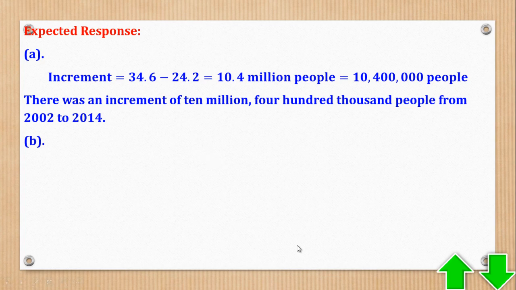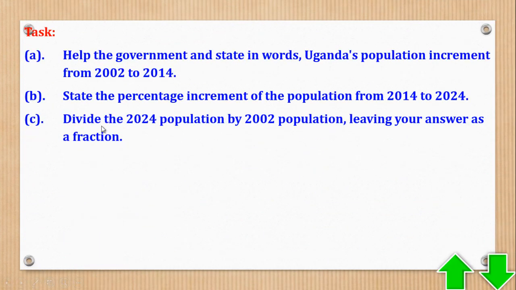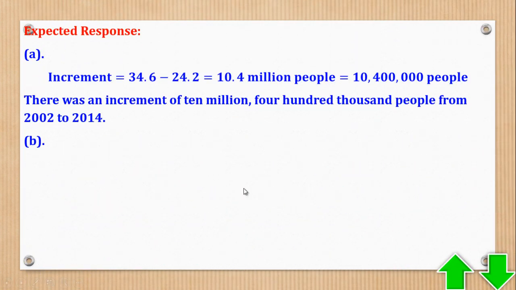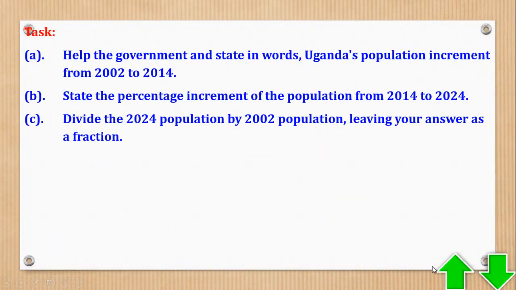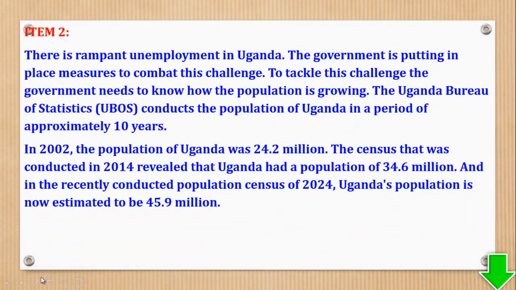Part B says, state the percentage increment of the population from 2014 to 2024. So they said 2014 to 2024. We need to go back and see the values. For 2014, we already know it is this. Then 2024, it is that. So percentage increment is increase over original times 100.